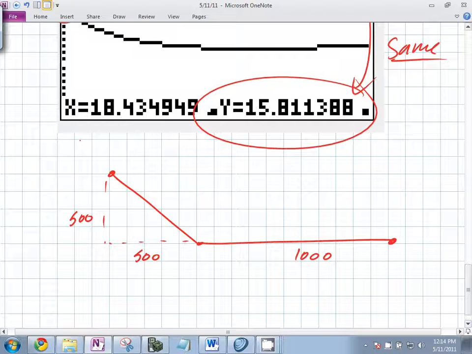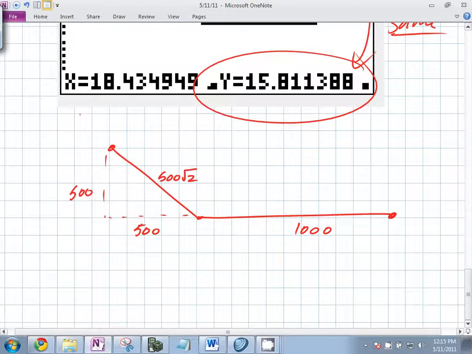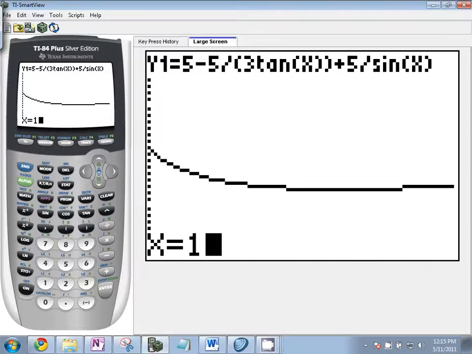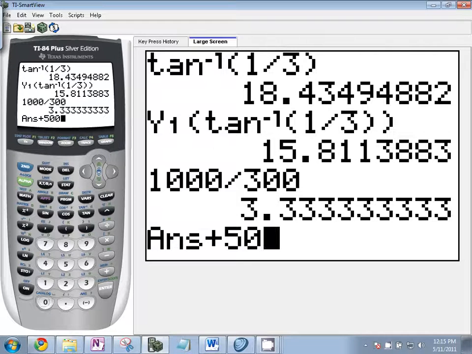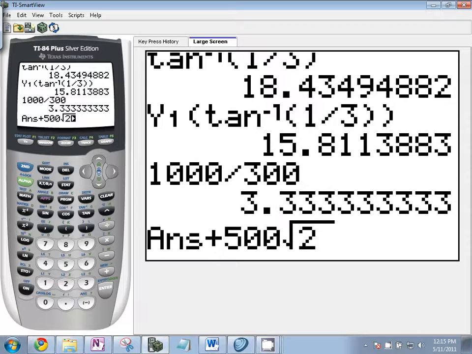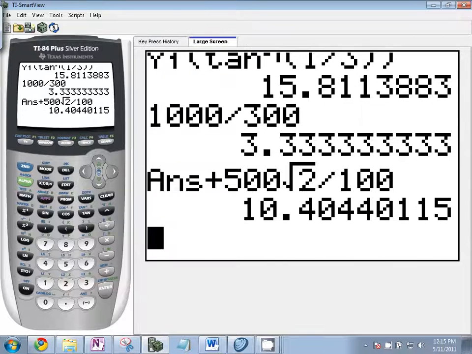So what's the hypotenuse of a 500 triangle? 500 root 2. Yeah. So what's the time traveled here? 500 root 2 divided by 100 plus 500 root 2 divided by 300. Not 3,000. 300. If you do that out on your calculator, divided by 300 plus 500 second root 2. What are we dividing that by? 100? Not 1,000. So that means it's 10 minutes.